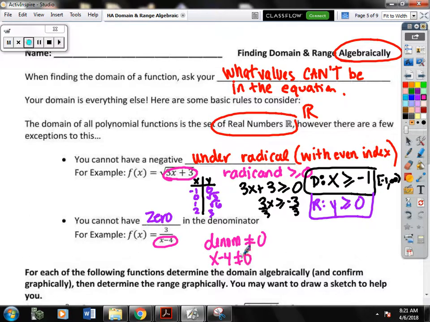We did this back in chapter 5 when we did radical expressions. Add 4 to both sides, so we would say that the domain would be all real numbers except x cannot equal 4. Or you could just put comma, x cannot equal 4.